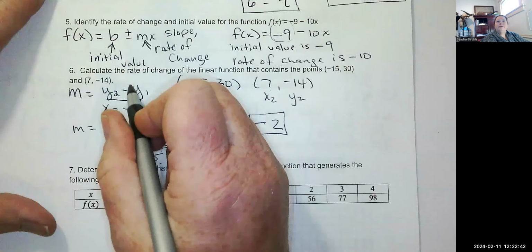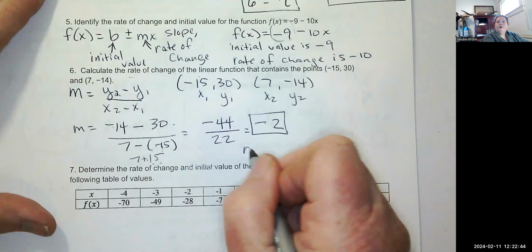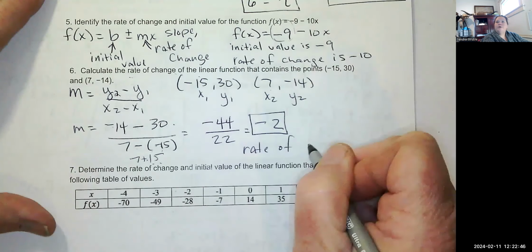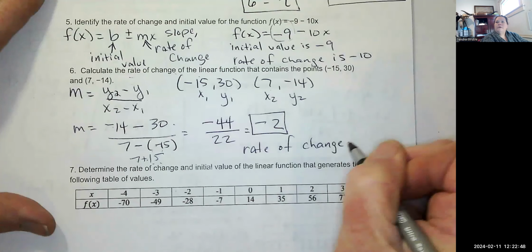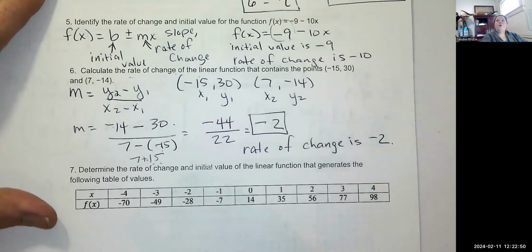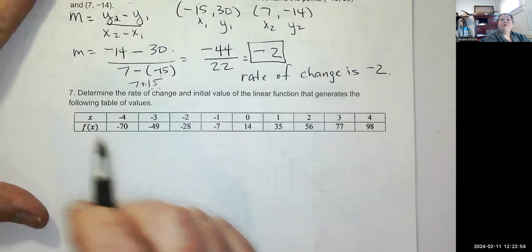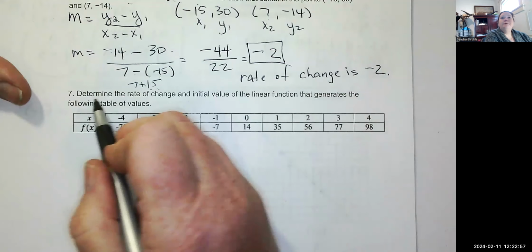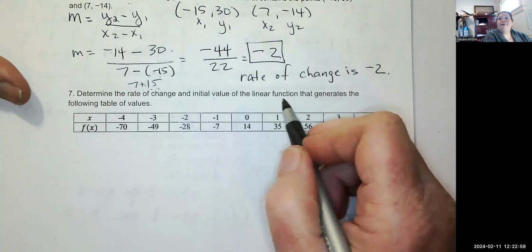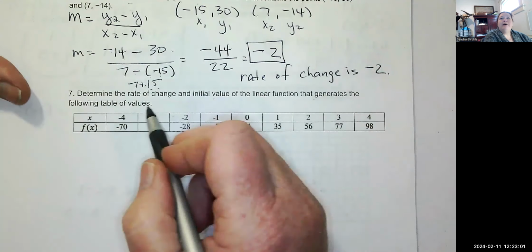So question is, calculate the rate of change. Rate of change is negative 2. Or you could say it decreases by 2. Either one works for me. Determine the rate of change and initial value of the linear function that generates the following table of values.